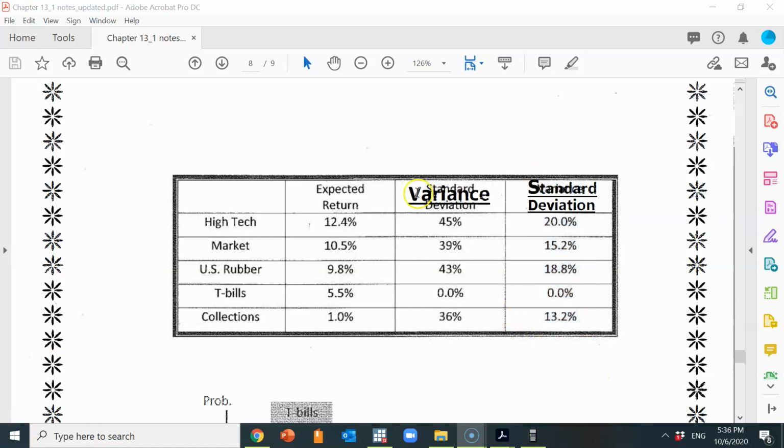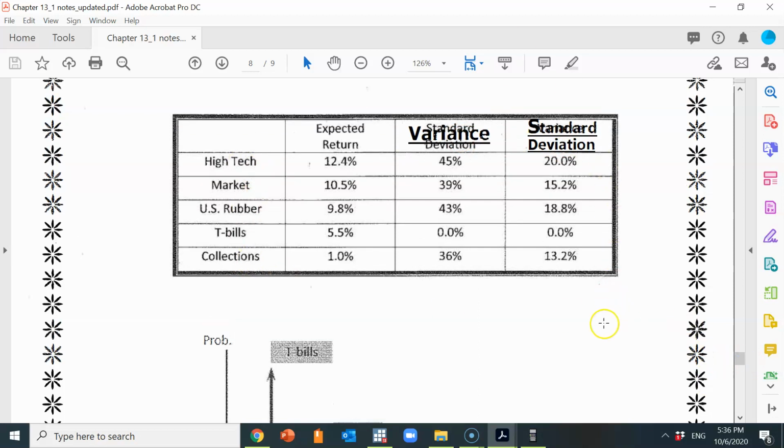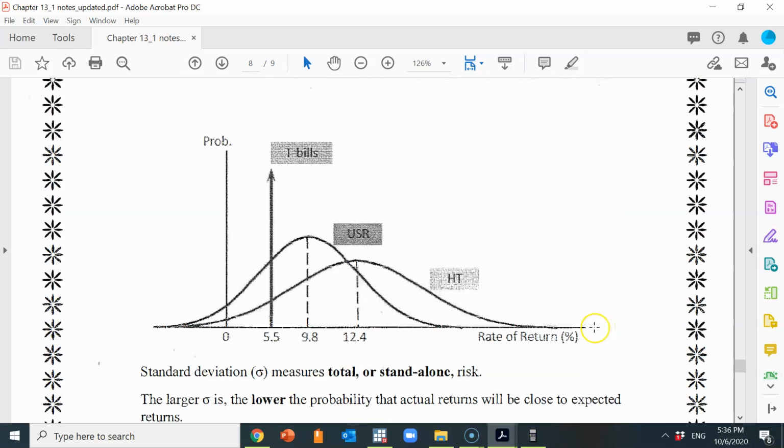I just made edits to the file. I hope you can understand that this column is changed to variance and this column is changed to standard deviation. Okay, and you can practice again using formula or calculator to solve for expected return and standard deviation for these 5 investments based on the first graph we provided as the conditions.